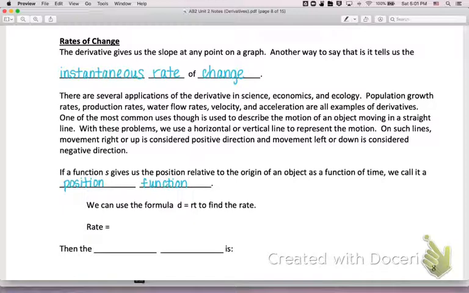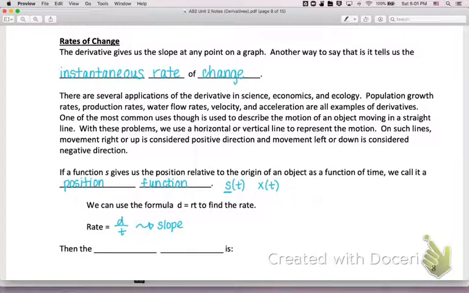With position functions, you're often going to see that called S as a function of time, or sometimes it might be X as a function of time, or if we're talking vertical, it might be Y as a function of time. It just depends. I think the S comes from the Latin word situs, which means location. So you can use the formula distance equals rate times time to find the rate. And what we always need to remember is that rate is equal to distance divided by time, and that's the same as our slope.